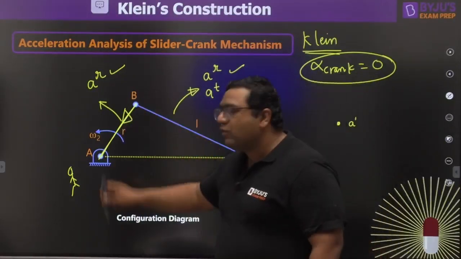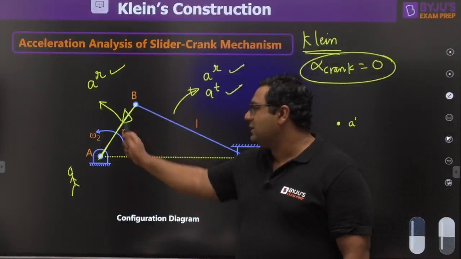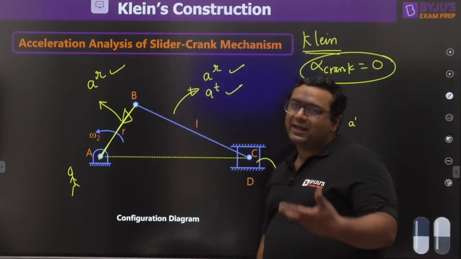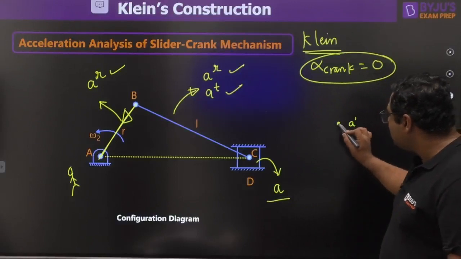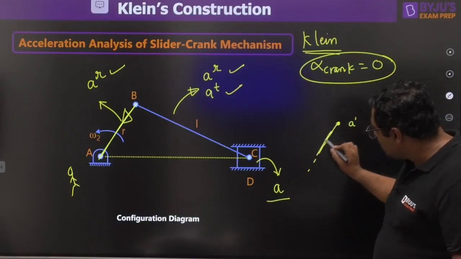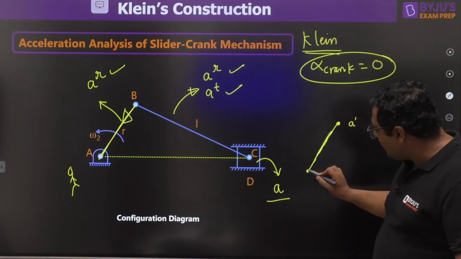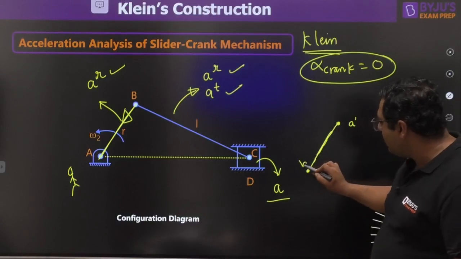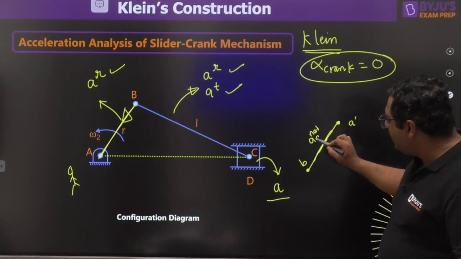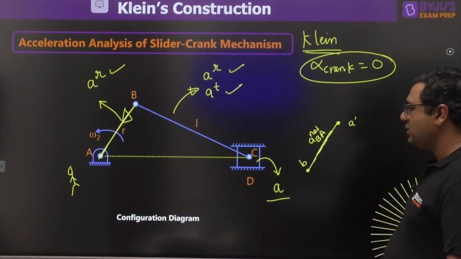You know the direction, and you will be knowing the magnitude because omega is known to us and r is known to us. So this direction is known, magnitude is known. So you will be making this direction like this, and this point you will be getting is going to be point B. And it is going to be the net acceleration of B with respect to A, because tangential acceleration is 0.